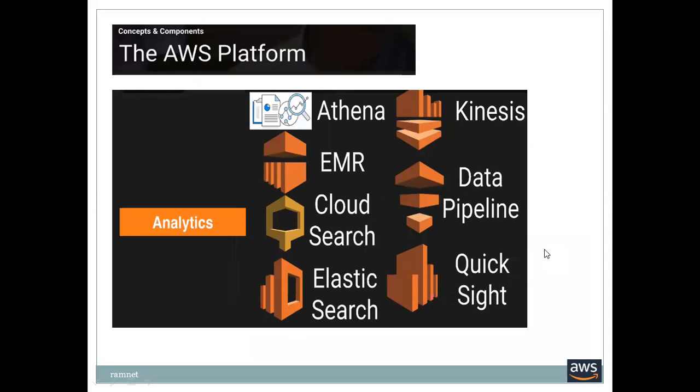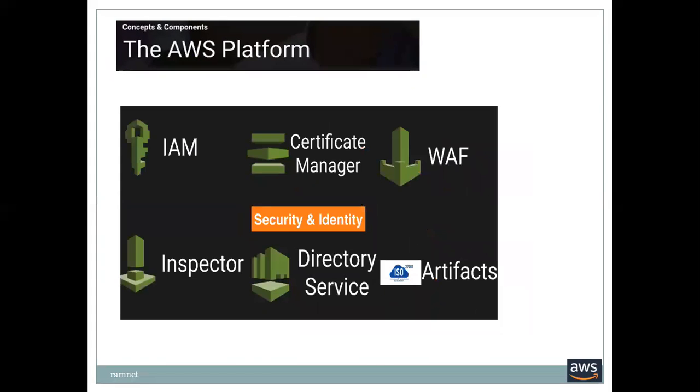AWS platform on analytics. Whoever is doing analytics can work with Athena, Kinesis, Data Pipeline, QuickSight, Elasticsearch, CloudSearch, EMR, and many other analytical platforms. Analytics people, like those doing data science, will be using this kind of analytics platform.